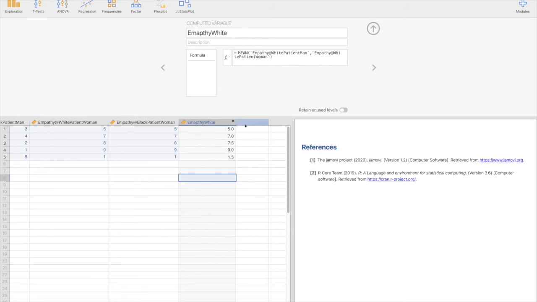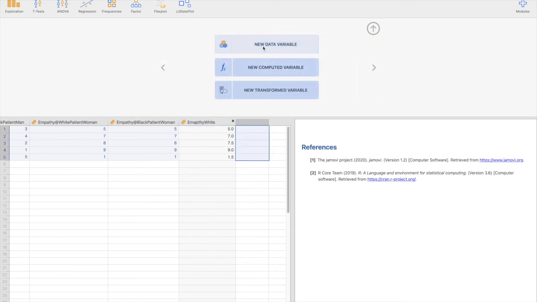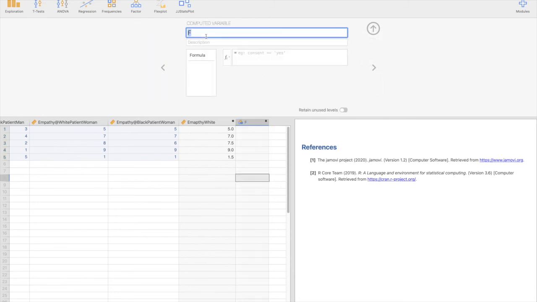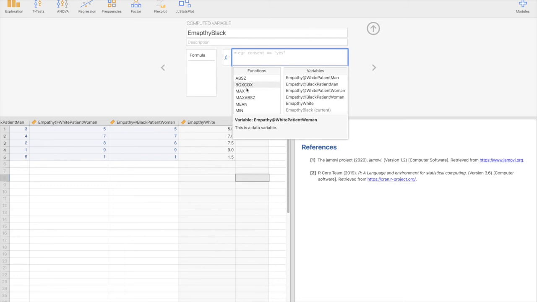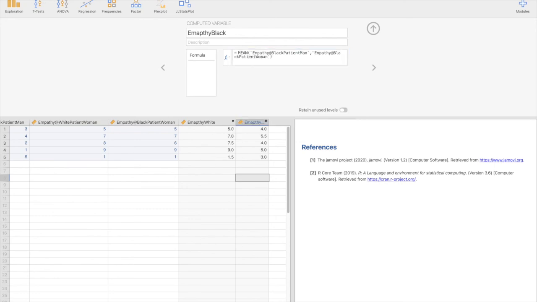And I'm going to double click and create a new computed variable. This is going to be called empathy black. I'm going to click in the function, find the mean, double click it up there. Empathy of black male patients, comma, empathy of black female patients. Hit enter. You can see it calculates it for me.